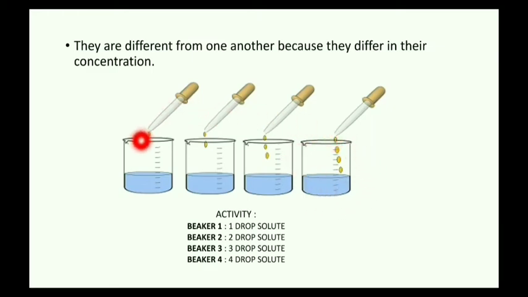So from dilute solution we can make a solution into a concentrated solution by adding more amount of solute. When we are increasing the amount of solute, the dilute solution is getting concentrated, right? So all the 4 beakers differ from each other because all the 4 beakers have different concentration of their solute. Okay, so the first beaker is dilute in nature and the last beaker is concentrated in nature. Similarly, we can also convert a concentrated solution into dilute solution. How? By adding more amount of water.